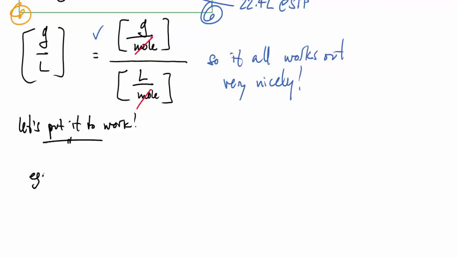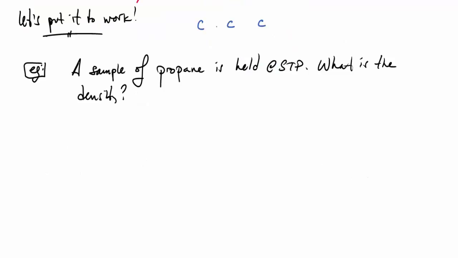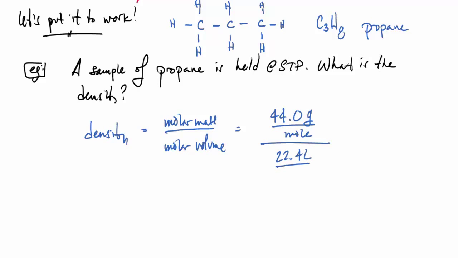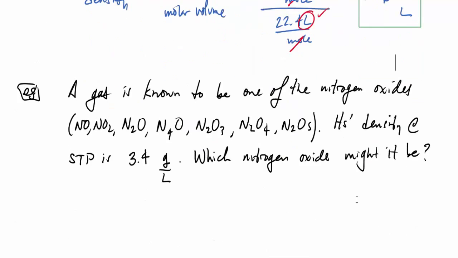So let's see if we can put this to work. And I'd like to make an example here about propane. So we'll have a sample of propane held at STP, and the question will be, what's the density of this sample of propane? So I might remember propane has got 3 carbons on the main chain here, surrounded by all hydrogens all the way around. And of course that's C3H8, known as propane. You find this near barbecue. So the density will be the molar mass divided by the molar volume, as we said. Molar mass of propane is 44 grams per mole, and molar volume at STP, 22.4 liters. Everything works out here unit-wise, and we get the density of propane as 1.96 grams per liter.